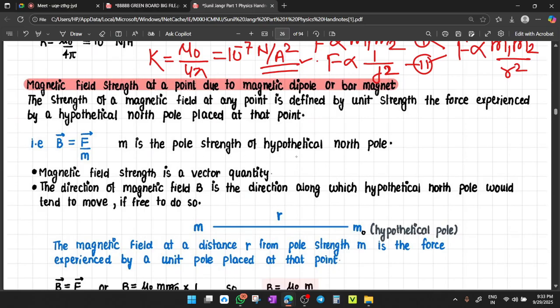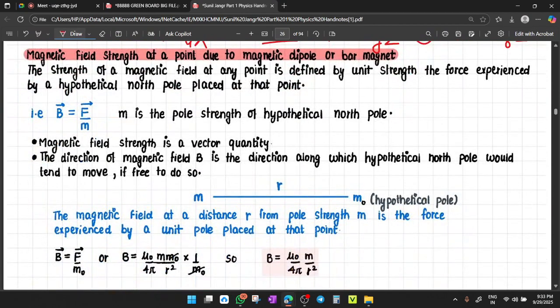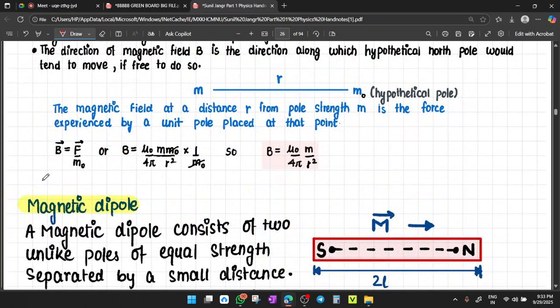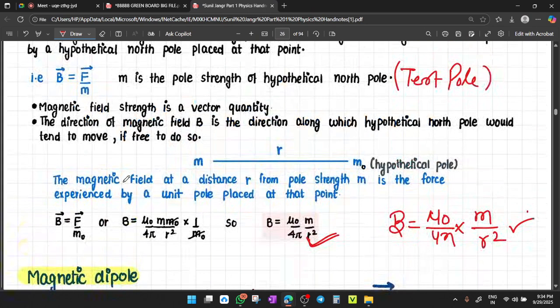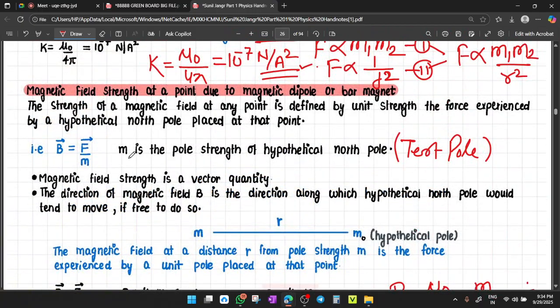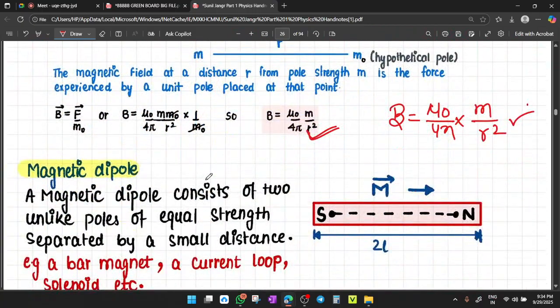M is the pole strength of the hypothetical North Pole. That is, we have considered it as a test pole. Test pole. Clear? And we have just derived this formula B equals mu naught upon 4 pi small m upon r square. So very important, B equals mu naught upon 4 pi small m by r square. That is the strength of magnetic field intensity or magnetic field strength, right?